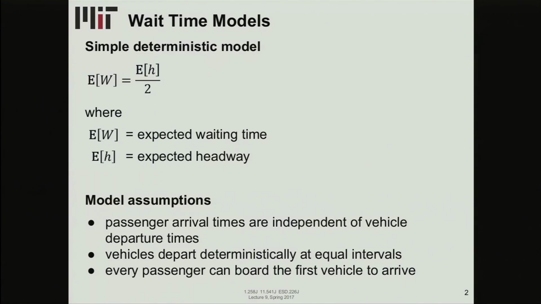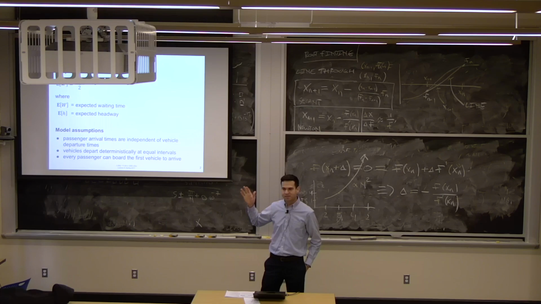Let's start with waiting time. So we've already seen this first simple model of waiting time. We say that the expected waiting time is half the headway. And here we are considering both waiting time and headway to be stochastic quantities. So if we observe many headways over a long period of time, we see a probability distribution of headways. And we're saying the average headway divided by 2 should equal the average waiting time. Now this is a very simple model, right?